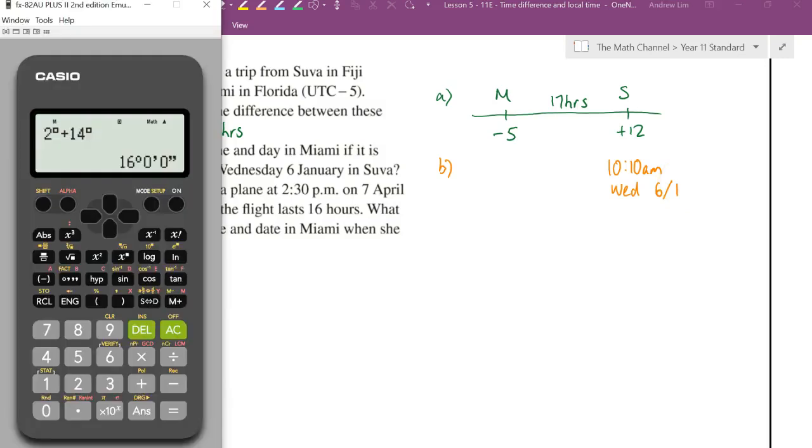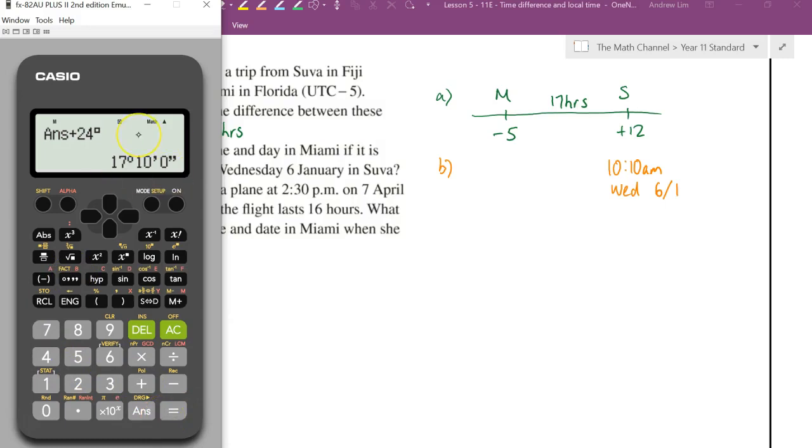So, can I get my calculator out? 10:10 is 10 hours and 10 minutes. We are going to minus because Miami is 17 hours behind Suva. So I'm going to minus 17 hours. So we've got 10 hours, 10 minutes minus 17 hours is equal to, oh, when we get a negative answer, all we need to do is add 24 to it. So I'm going to add 24 hours. That's going to tell me that the time will be 5:10 p.m.